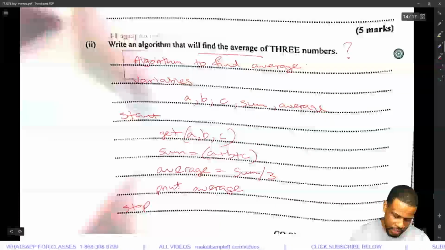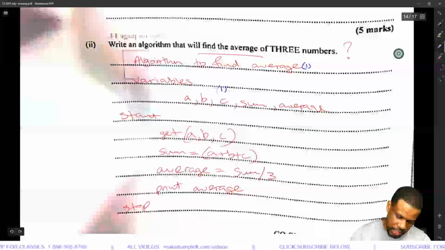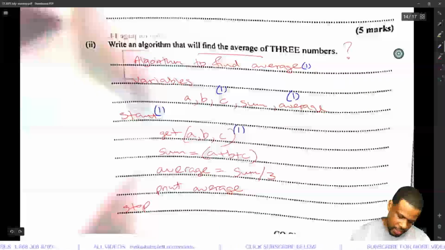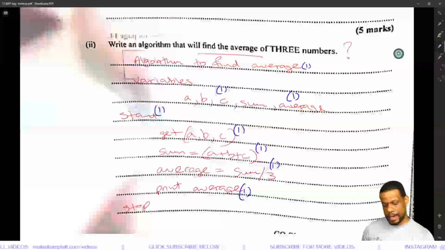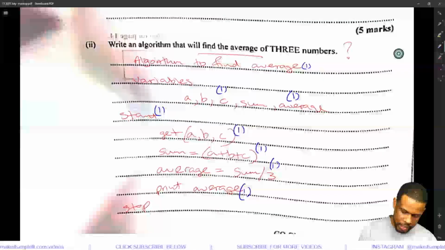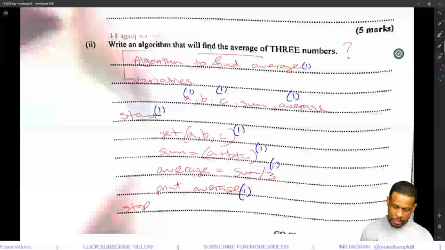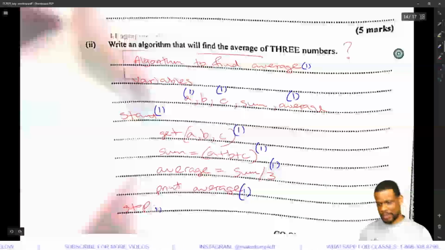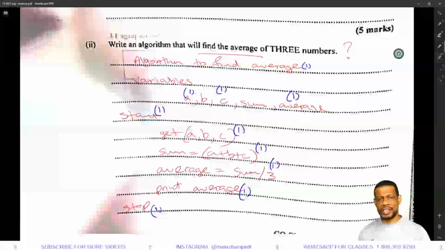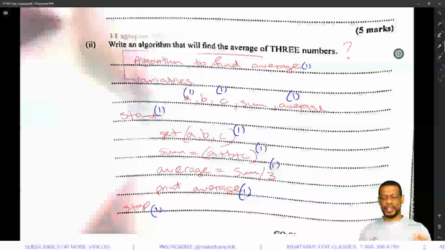1 mark for giving it a title. 1 mark for variables. There's 3, 4, 5, 6, 7, 8. I only get 8 marks in this one. I can't get 10 marks out of it, unless they're giving you 2 marks for each variable. Alright, cool, so we get 9 marks. How are you getting 10 marks? I don't know. They probably give a mark for start and stuff, based on how they normally mark papers.